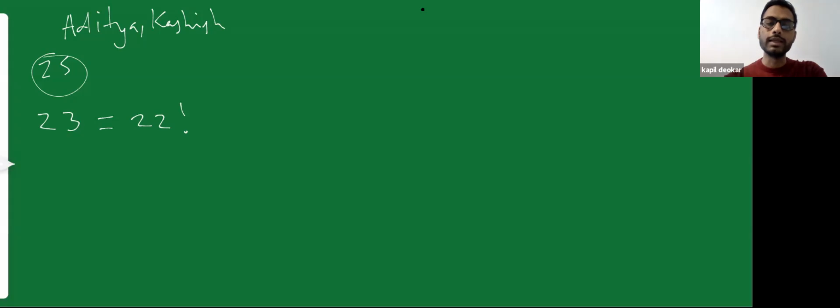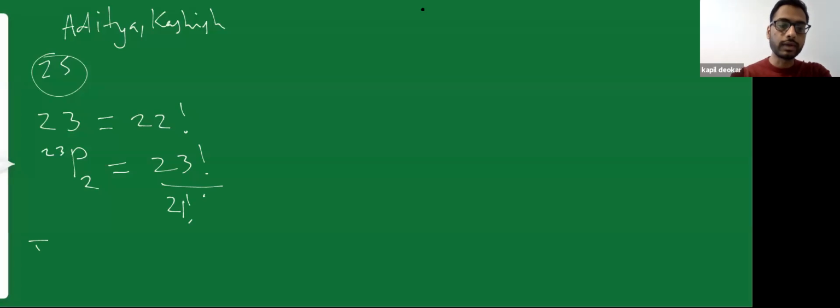And then we'll find places for Aditya and Kashish. How many places will there be? If there are 23 people, the number of places for Aditya and Kashish will also be 23, out of which I have to fill two places. So that is equal to 23P2, which is 23 factorial upon 23 minus 2, that is 21 factorial. Therefore, total is equal to 22 factorial into 23 factorial divided by 21 factorial.